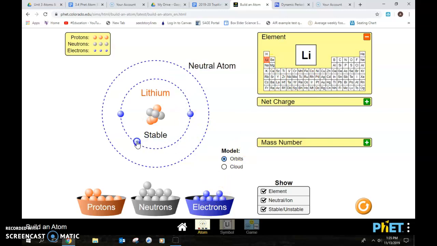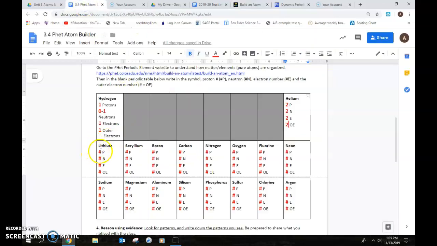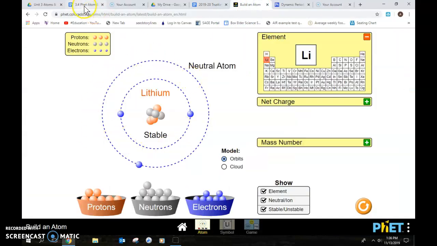But I can't put the electron on that first shell. And the reason for that is because the first shell can only have 2 electrons. So over here, I'm going to put 3 protons, 3 neutrons, 3 electrons, and 1 outer electron. Because if you look right here, this shell has the outer electron.